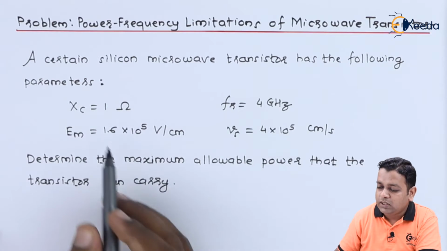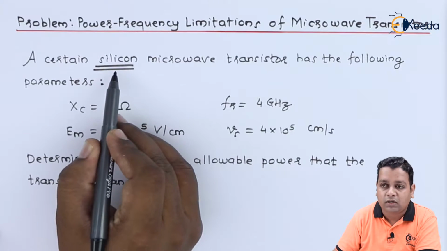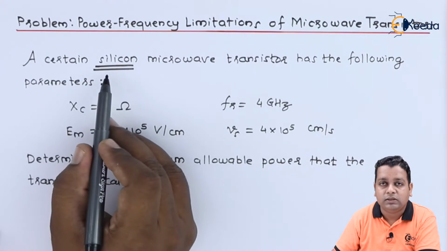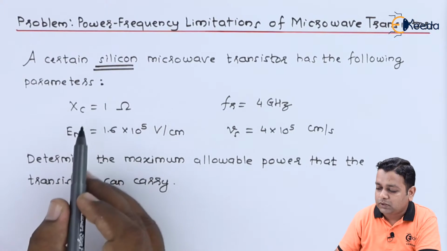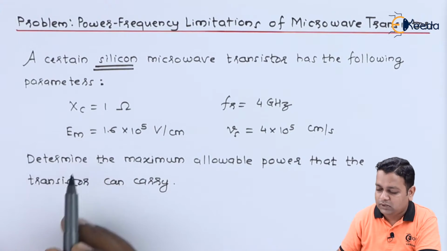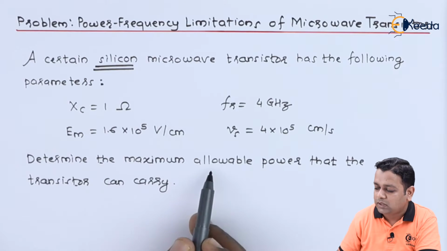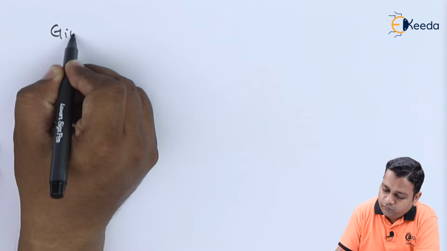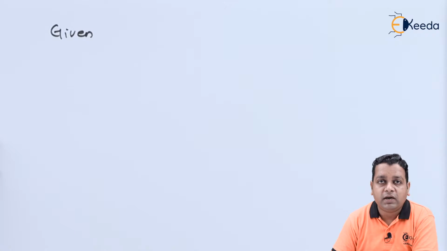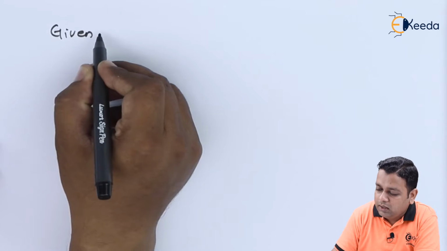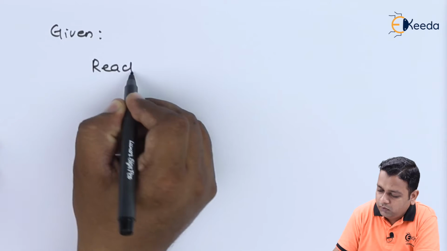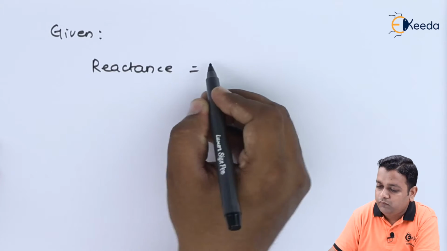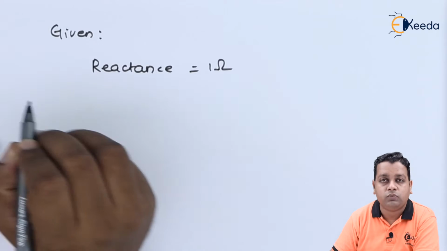So in this problem statement, it is very clear that the semiconductor material used for the microwave transistor is silicon. Now we shall first identify the given details and then determine the answer for maximum allowable power. The very first parameter given to us is represented as Xc and it is in terms of ohms. This is nothing but the reactance, so the reactance value is 1 ohm.